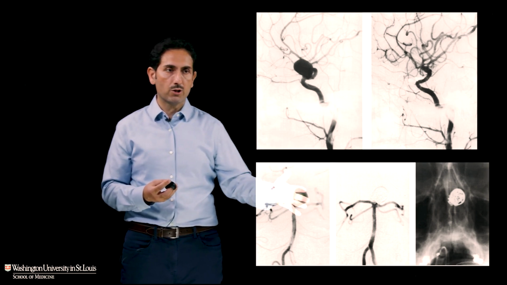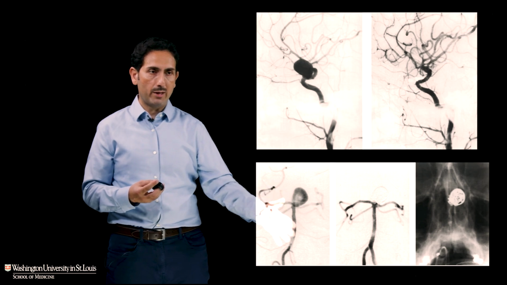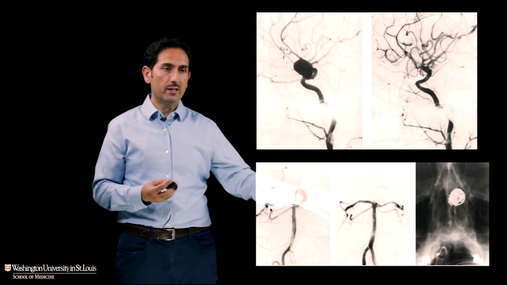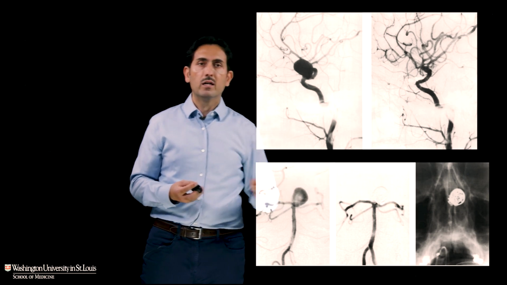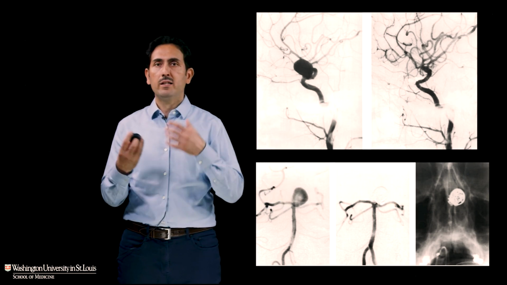And so here you see a large basilar aneurysm at the top of the basilar. This is the basilar artery coming up. And here you see a number of coils are put inside, as you can see better over here, and it's filling up the aneurysm and treating it.